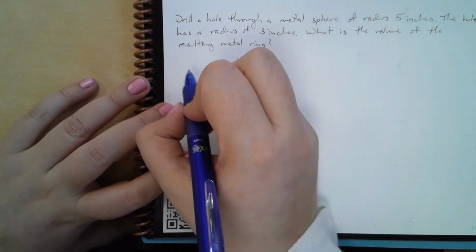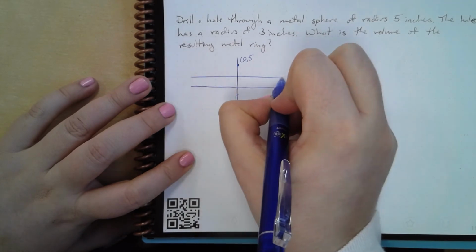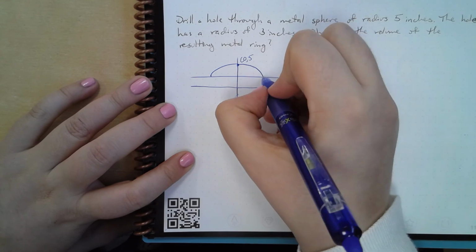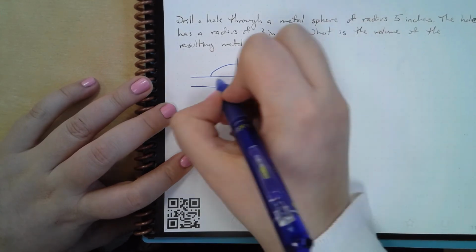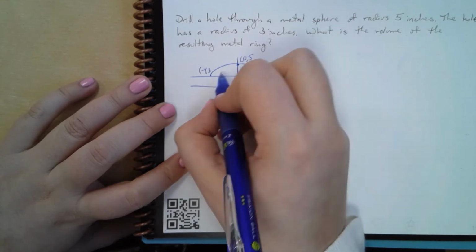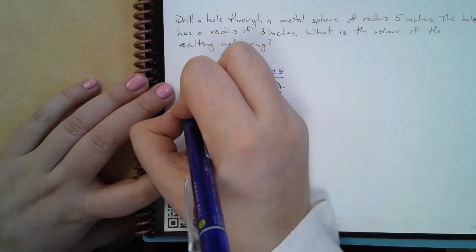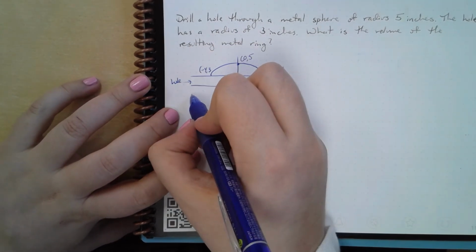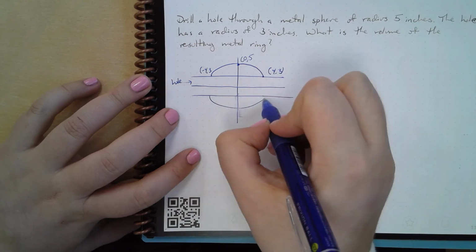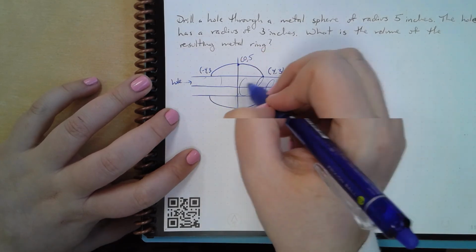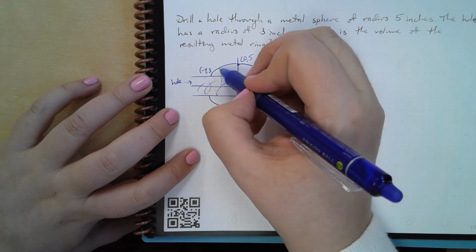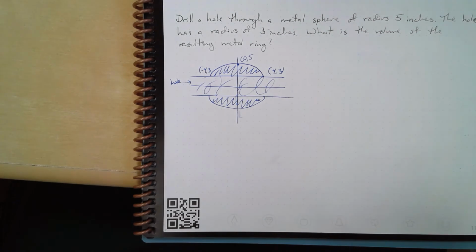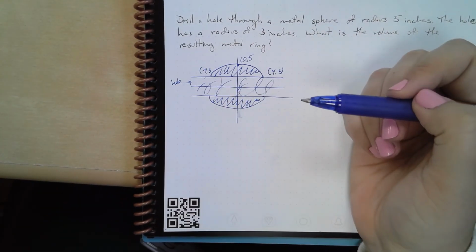I already graphed this on my calculator, so please just trust me. This has an intersection point at 4, 3, and at negative 4, 3. So this is the hole that we drill through it, and this is the metal sphere. Here's that big gaping hole, and this is the metal sphere that we're trying to find the volume of, the ring that we still have. And this goes around, obviously.